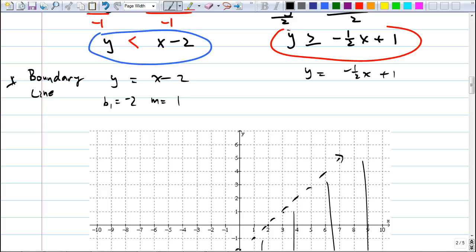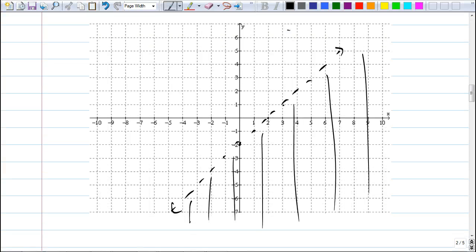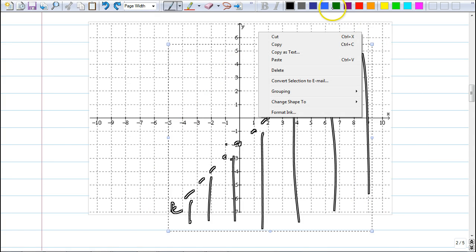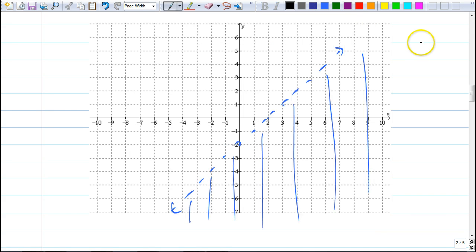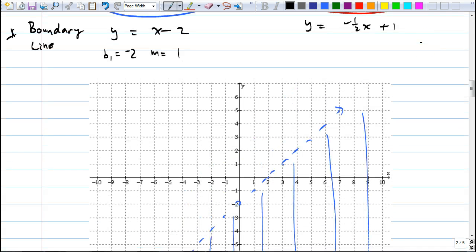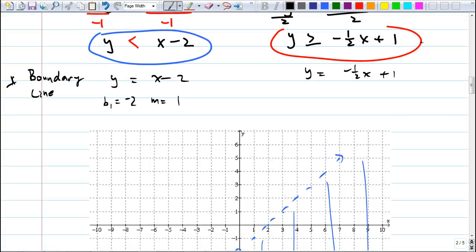So let's draw our boundary line. Oh, wait, as a matter of fact, I should have done this with what color, guys? Blue. Why blue? Because I did it on the other one. So can I just change it to blue, if you don't mind? There you go. Isn't that nice? All right, then I'm going to do this one in red. Here, what is my y-intercept?